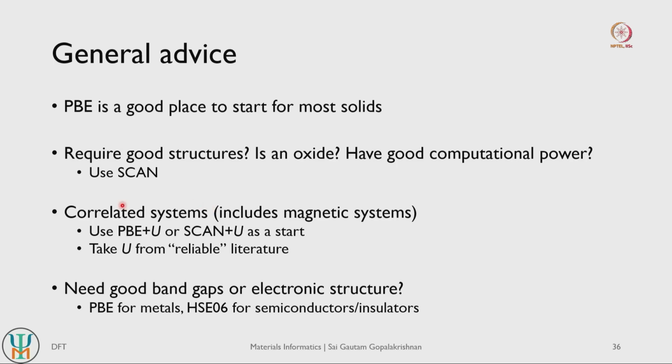If you have correlated systems, so if you have transition metal oxides, transition metal halides, rare earth oxides, rare earth halides and so on, try to use the Hubbard-U corrected version of either PBE or SCAN as a start. You can go for hybrid functionals later, but definitely you can try with the Hubbard-U corrected functionals as a start because they are computationally cheaper.